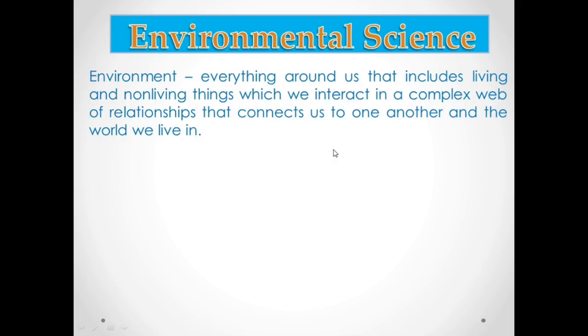So what do we mean by environmental science? First, we are going to define what an environment is. The environment is everything around us. That includes the living, which is biotic or biota, and the non-living, which is abiotic, which we interact with in a complex web of relationships that connects us to one another and the world we live in. So it encompasses everything, both living and non-living. The air that we breathe is part of the environment. The plants, the trees, the soil, everything you can see around you is part of the environment.